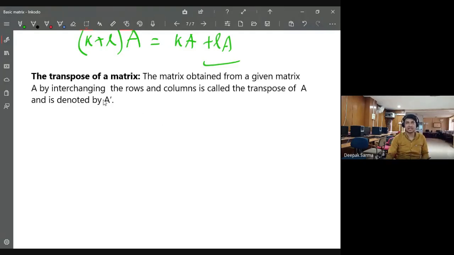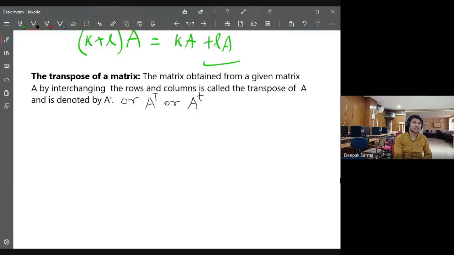Here the symbol is, you can see A prime with this, or in other words you can write it as, instead of A prime, sometimes you use A transpose also. To denote transpose, here I have written the symbol A prime because that is easy for me to type here. Okay, so do you understand the definition?